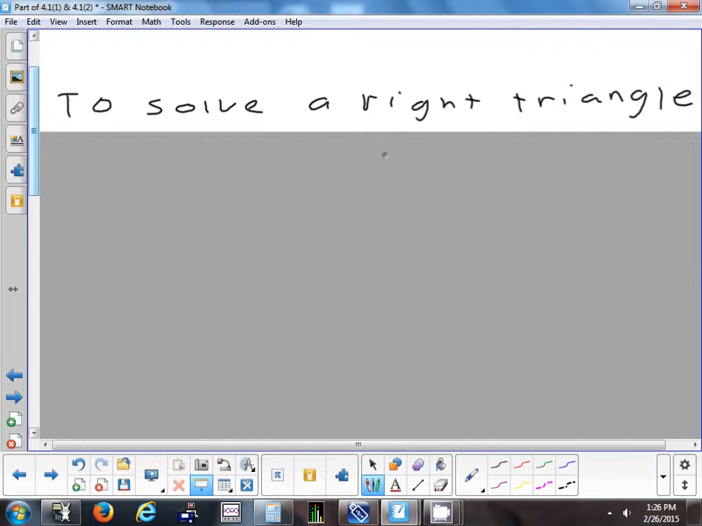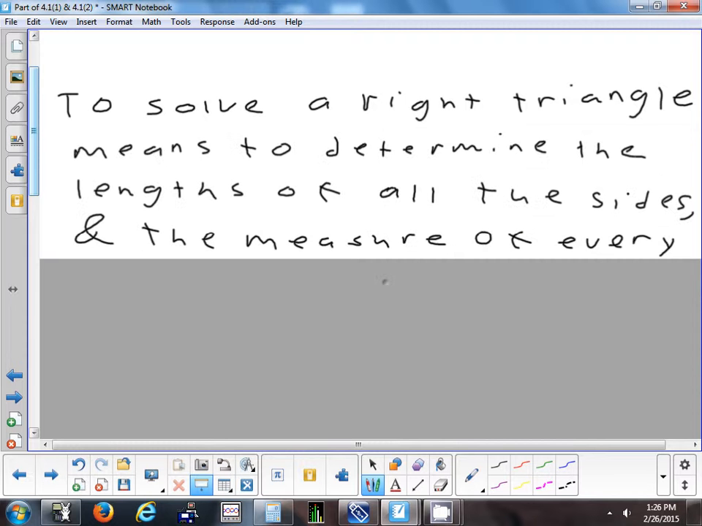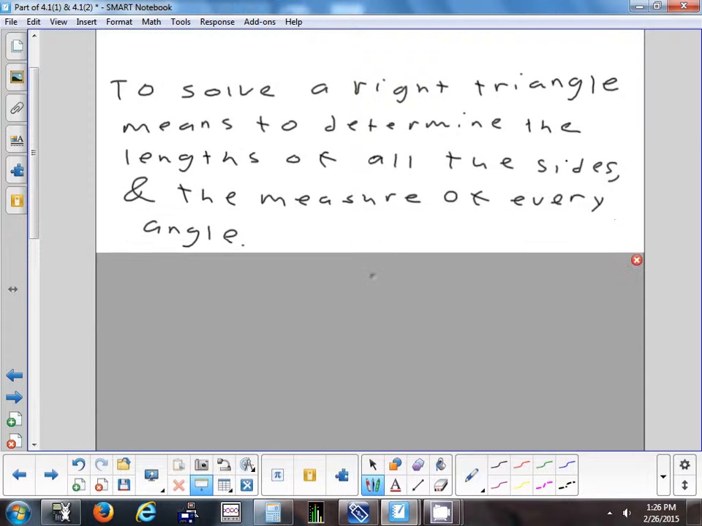The degrees. I'm not sure what you mean. Degrees means a triangle. And what are those things that are degrees? All the measurements. The angles. Okay, that's one thing you need to find. All the angles. What else do you think you need to find? The length of all the sides. Yeah. So to solve a triangle means to find the lengths of all the sides and the measure of every angle.